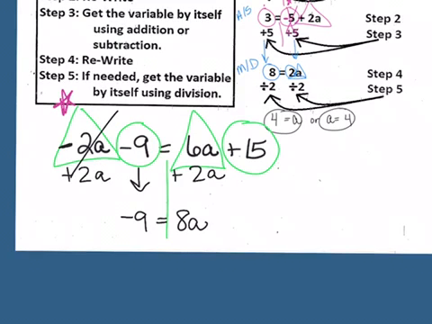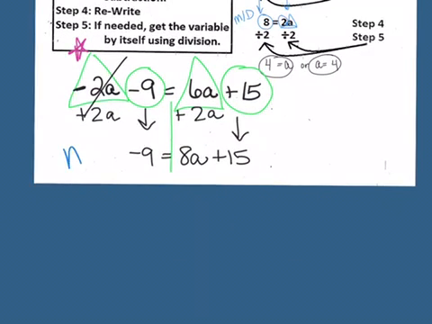8a, and then plus 15. That's part of the reason I want you guys to circle these things and triangle these things, because you want to make sure you're circling the sign that's in front of the numbers. You don't want to lose those negatives or those positives. So 8 plus 15.